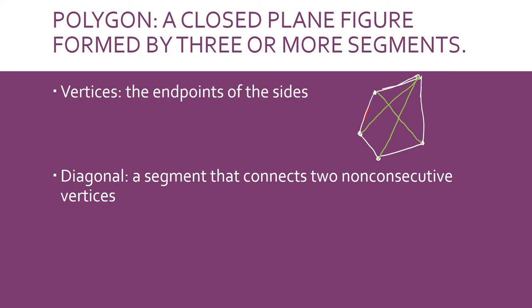That would be a diagonal. That would be a diagonal. And that would be a diagonal. So connecting, in this case, each vertex with 2 other vertices. Since there's 5 altogether, if I start at this vertex, that one is adjacent, so I can't use it. This one is adjacent, or consecutive, so I can't use it. So I need to use these 2 vertices that are opposite, and I have 2 diagonals from that particular vertex.